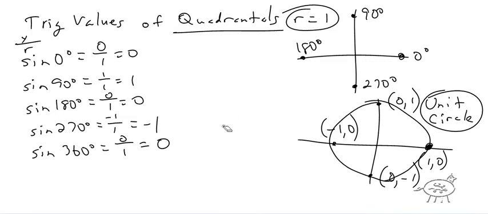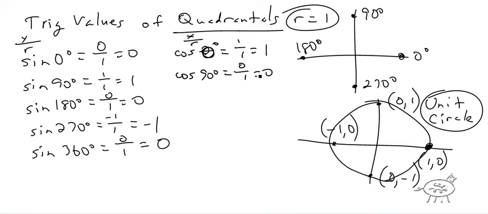I want to make sure we're on the same page here, I want to do cosine. So cosine is, of course, x over r. So cosine of theta, if I do x over r, I'm going to get 1 over 1, which is 1. And that's cosine of 0 degrees. Cosine of 90 degrees is 0 over 1, which is 0. Cosine of 180 degrees is negative 1 over 1, which is negative 1.